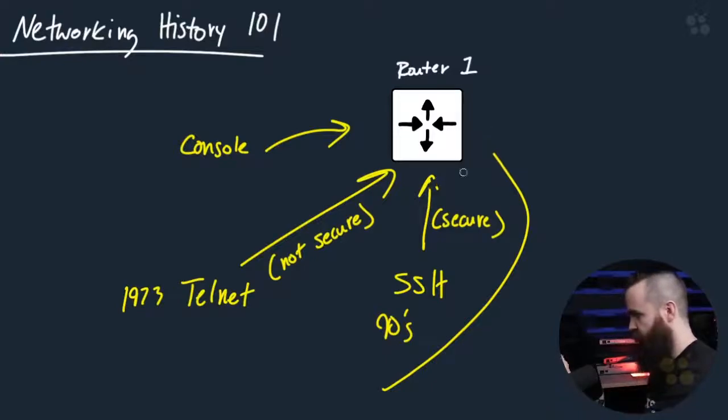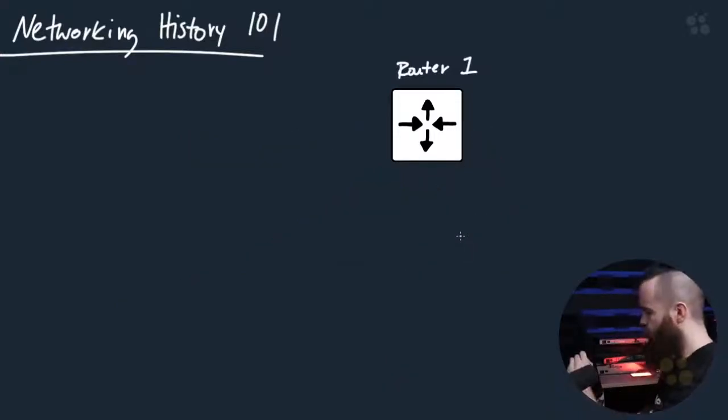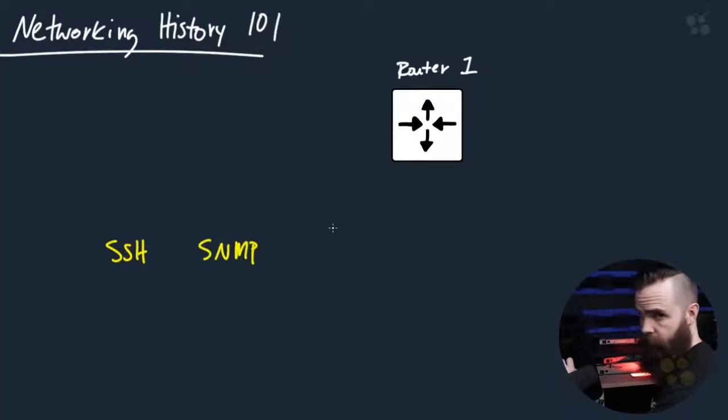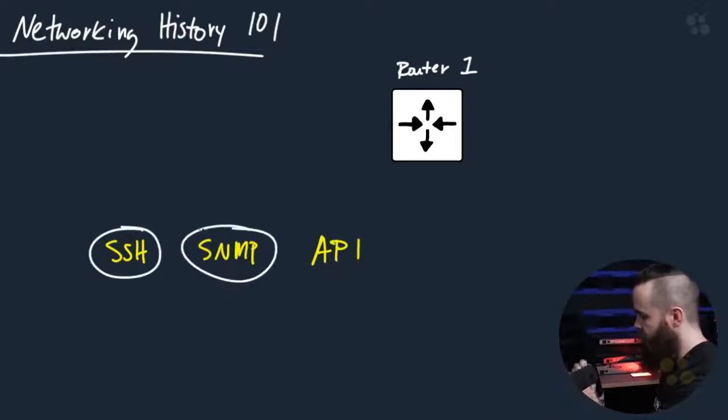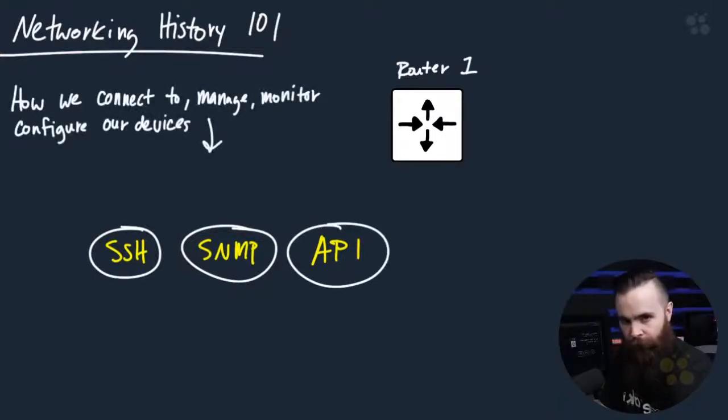Let me get this junk out of the way. So excluding Telnet, we have three big players: SSH, SNMP, and the new kid on the block, API. SSH and SNMP might be something you're already familiar with from previous study, and then API might be something new for you.